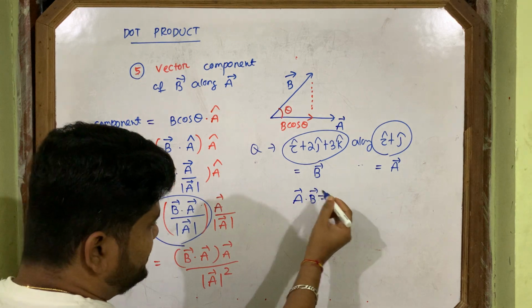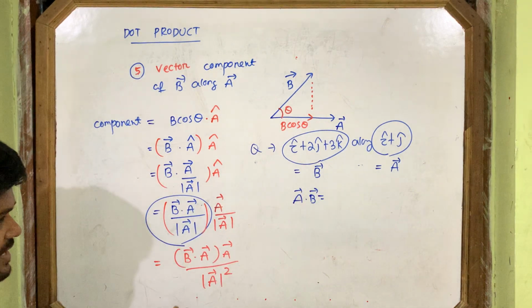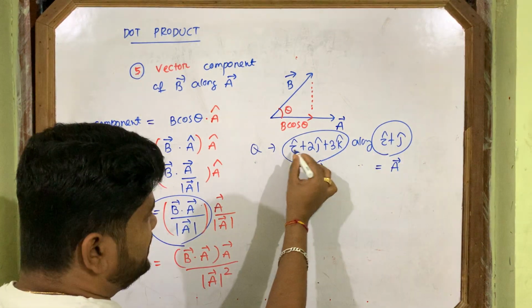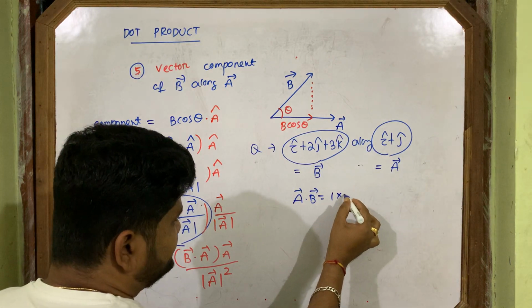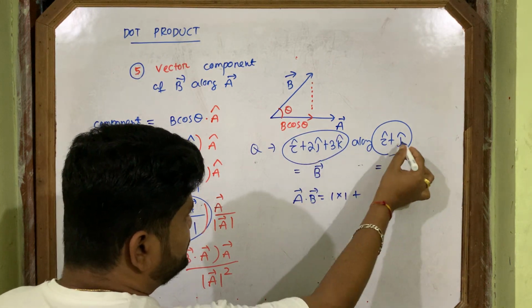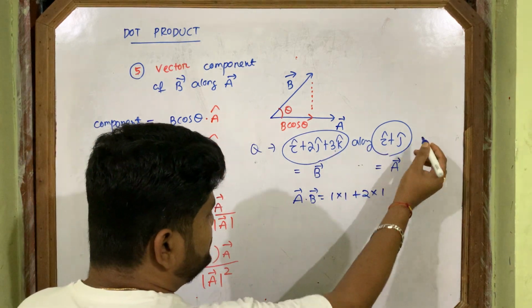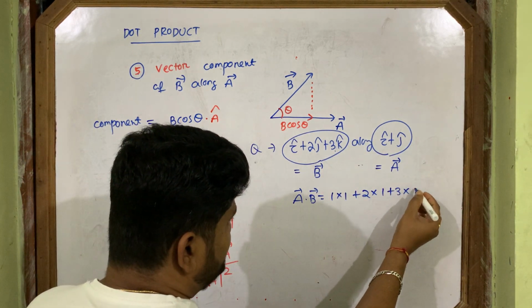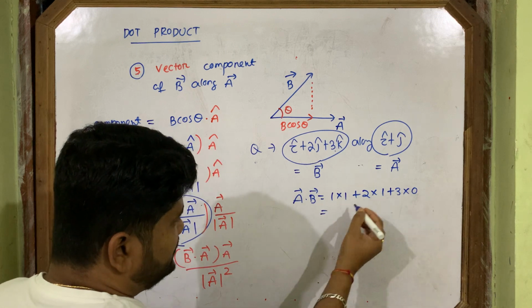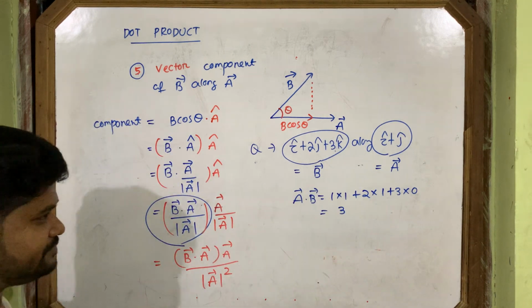First you find A dot B. What is the value of A dot B? 1 into 1, 2 into 1, and 3 into 0. So it's coming 1 plus 2, it's coming 3.